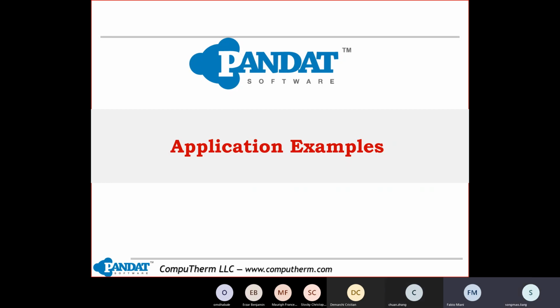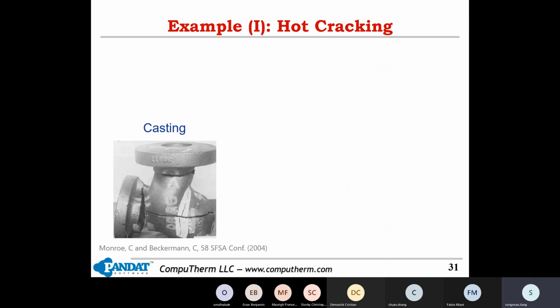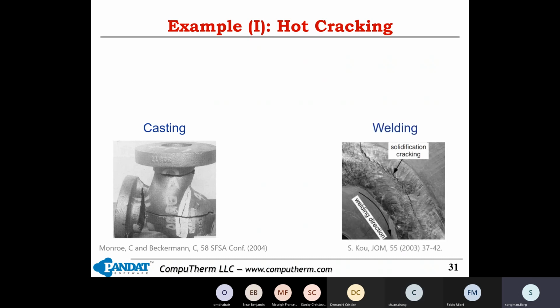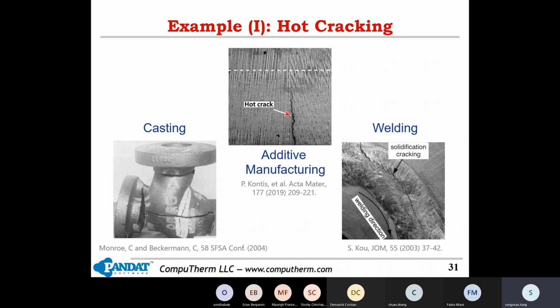Okay, thank you for the introduction. Now I'll present several examples on how to use Pandat in real alloy applications. The first example is about hot cracking. As we all know, hot cracking is a common defect generated in casting, welding, and additive manufacturing. Hot cracking is a complicated phenomenon that occurs during the solidification of alloys.